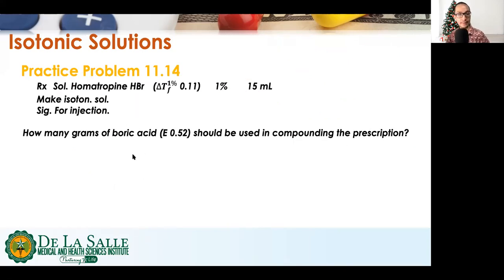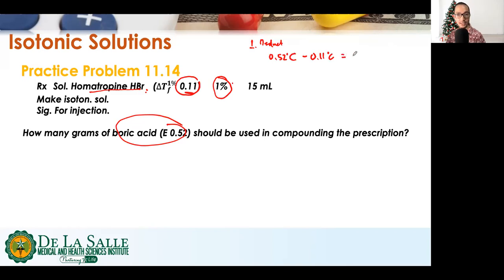So how about this one? This time we don't have sodium chloride, but instead we have boric acid to be used as a tonicity adjusting agent. We have 1% of homatropine hydrobromide with a freezing point depression of 0.11. Now remember, step 1 is deduct. We need a freezing point depression of 0.52 degrees Celsius to make an isotonic solution. But the 1% drug contributes 0.11, so we deduct from it 0.11 degrees Celsius. This will be equal to 0.41 degrees Celsius.